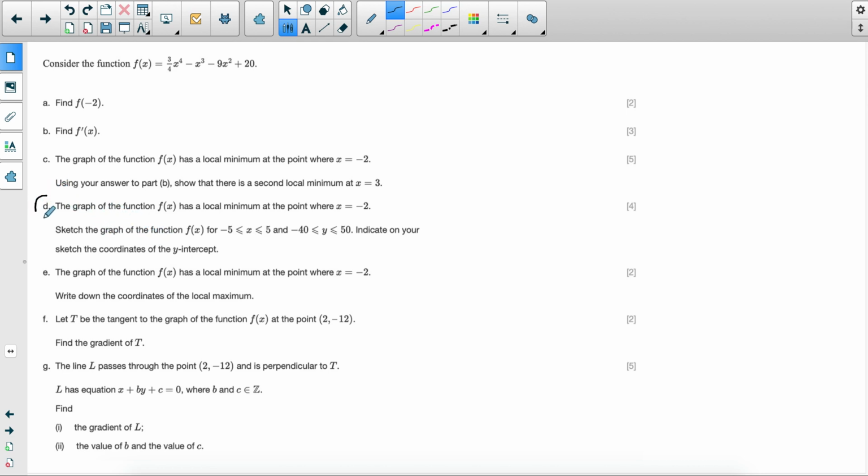For part D, you are expected to sketch, and I've noticed that a lot of the past paper questions regarding calculus use this step. So you need to sketch the function where x is between -5 and 5 and y is between -4 and 50. Indicate on your sketch the coordinates of the y-intercept. So this is quite important to point out.